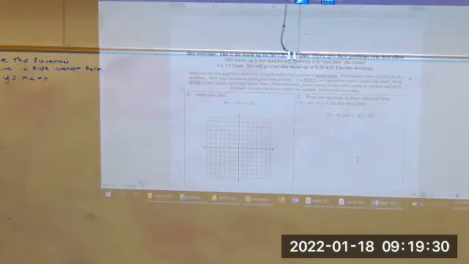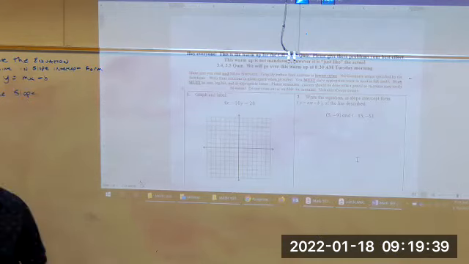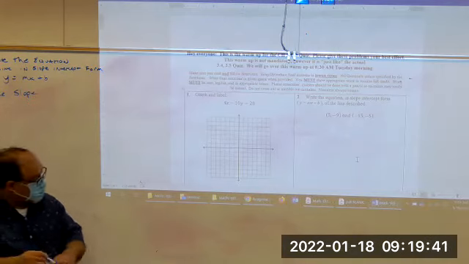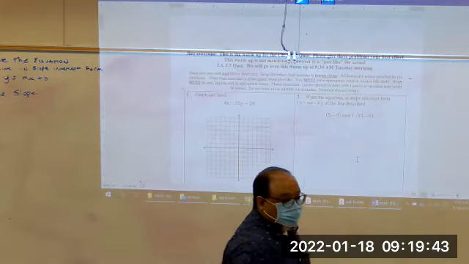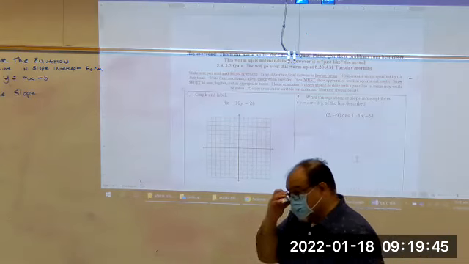Step 1, find the slope. Find the slope. You can't write the equation of the line unless you know what the slope is. That's the first thing you got to figure out.